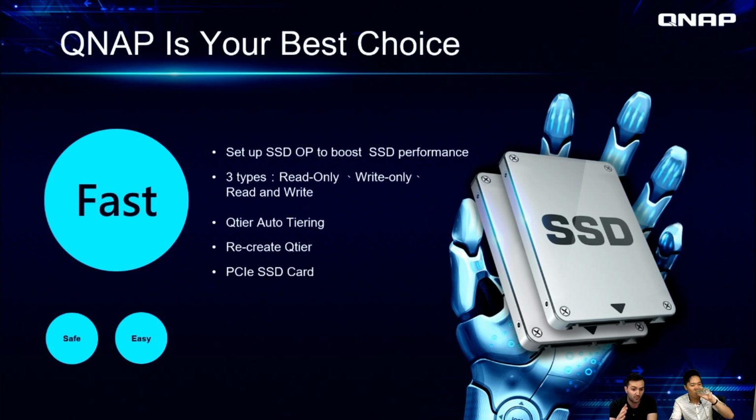And also for fast, we have Qtier auto-tiering, which is our software solution helping you access and arrange all the data: the data that you use most stays in the SSD, and the data that you use less we will send to the HDD. So this is the combination of SSD and hard disk.